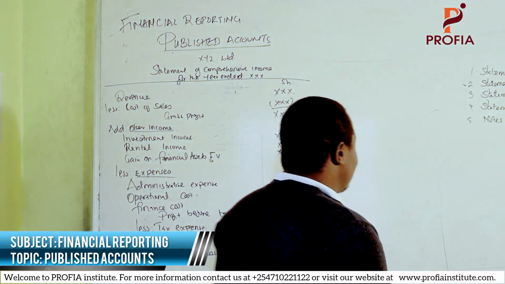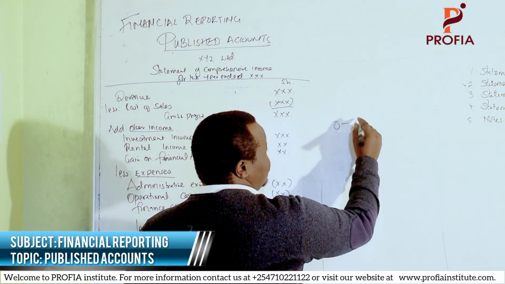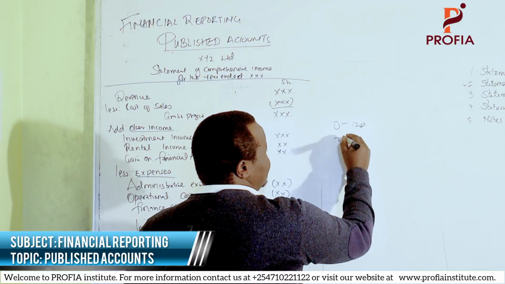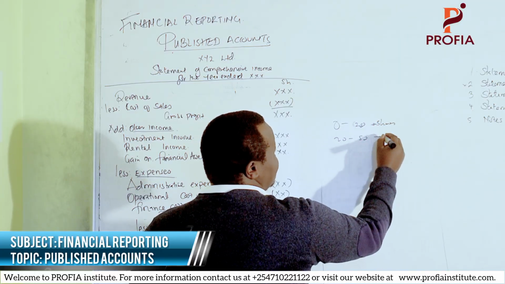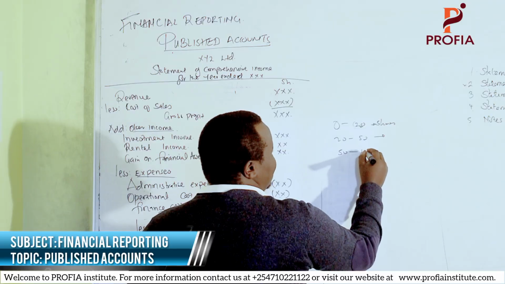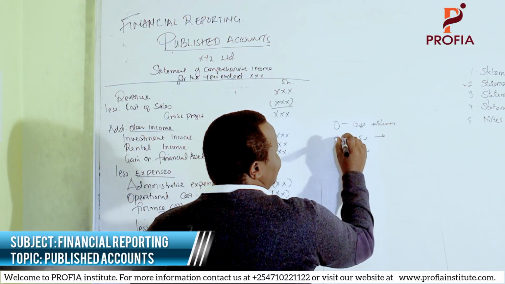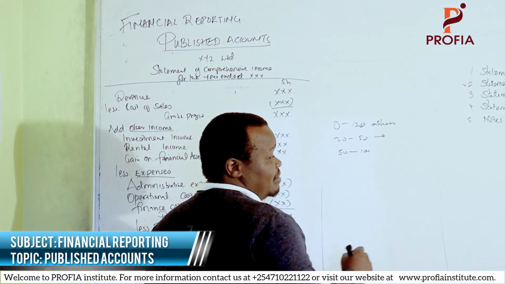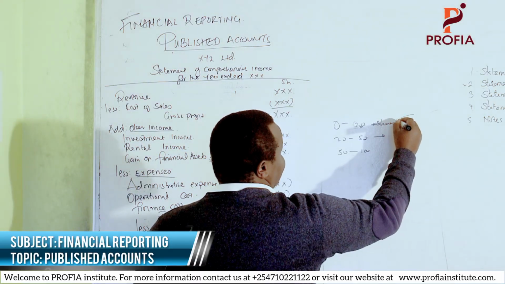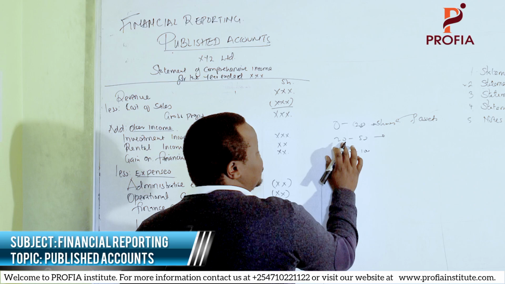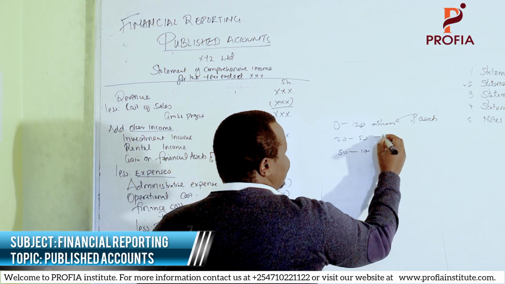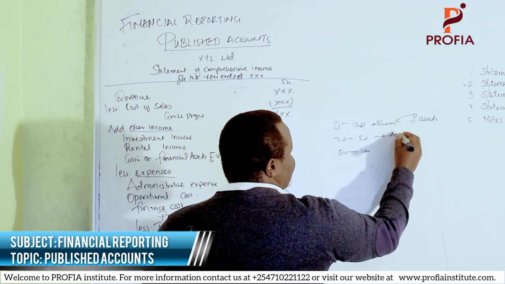You can remember we talked about 0 to 50, 20 to 50, and then we talk about 50 to 100. And we said if you own 0 to 20 shares in a company, just below 20, we call that financial assets. If you own between 20 and just below 50, we call it associate.